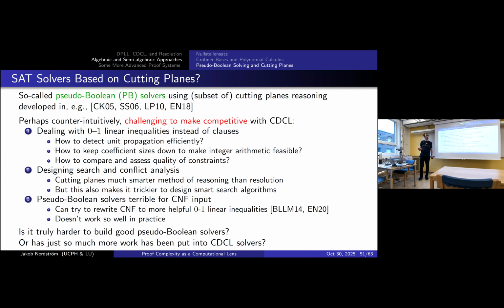And again, we don't know whether it's truly harder to build pseudo-Boolean solvers, or if it's just that so much more work has been put into CDCL. Here my personal opinion is that we've just done too little work. In the MIAO group, we are trying to develop pseudo-Boolean solvers. There are things that could be done. I do believe that pseudo-Boolean solvers could be made competitive with and better than SAT solvers, but I do believe that we need more than just a couple of research groups working on this.